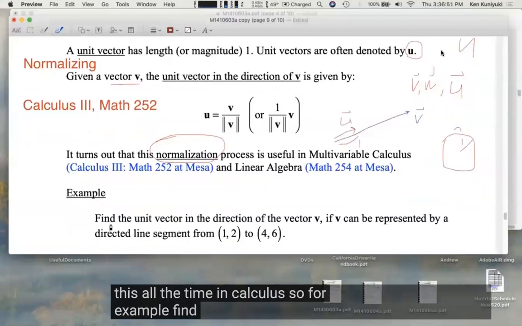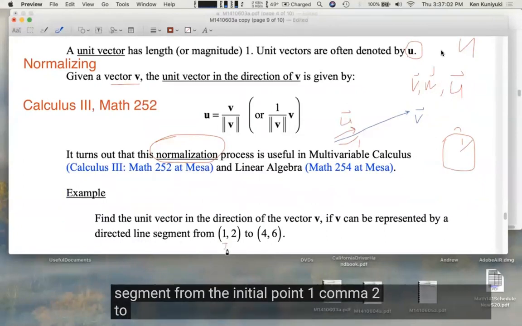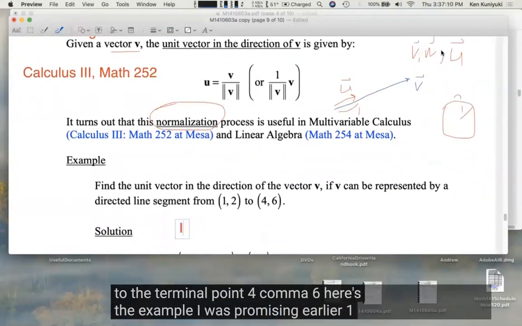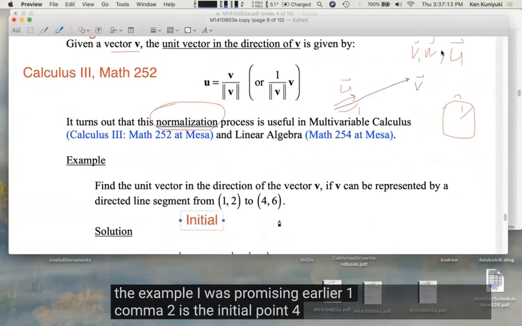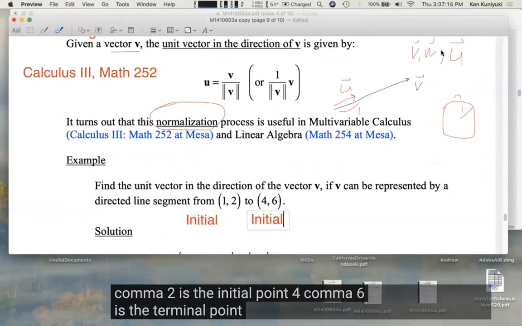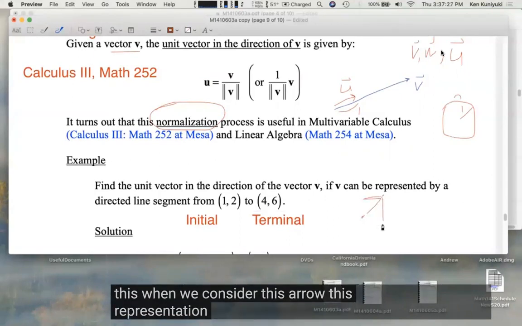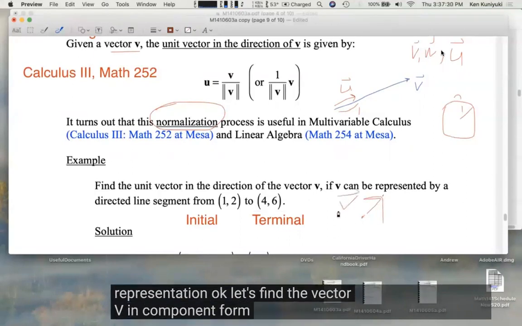So, for example, find the unit vector in the direction of the vector v if v can be represented by an arrow, a directed line segment from the initial point 1, 2 to the terminal point 4, 6. Here's the example I was promising earlier. 1, 2 is the initial point, 4, 6 is the terminal point. So when we draw this, here's 1, 2, here's 4, 6.